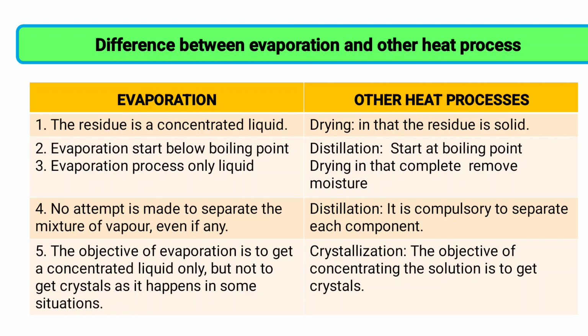These are the differences between evaporation and other heat processes: evaporation and drying, evaporation and distillation, evaporation and crystallization. These are the basic differences you have to remember. Evaporation is carried out below the boiling point, drying is complete removal of moisture, and distillation is carried out at the boiling point.